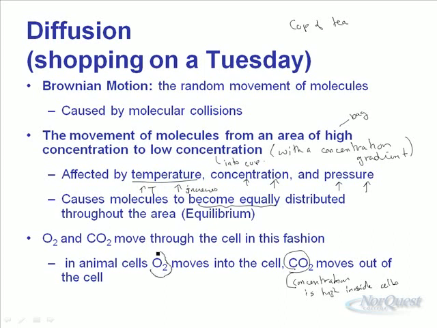The opposite is true of oxygen. Cells are always using oxygen, so the concentration is low. And if the concentration of oxygen inside the cell is low, then oxygen from outside that cell will naturally diffuse into it just by random motion to equalize concentrations.